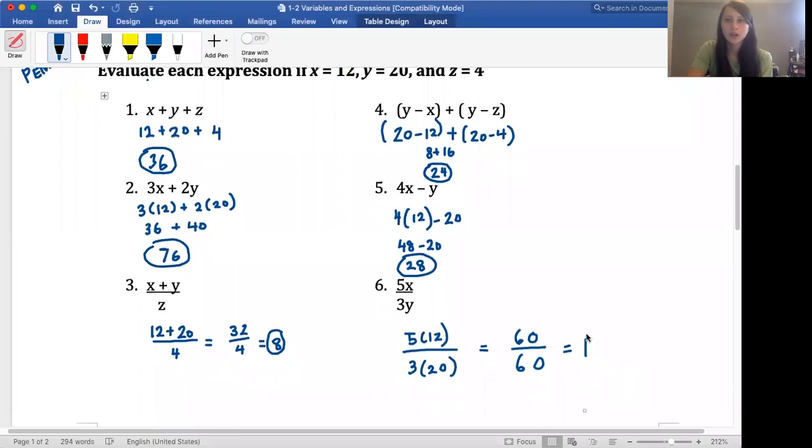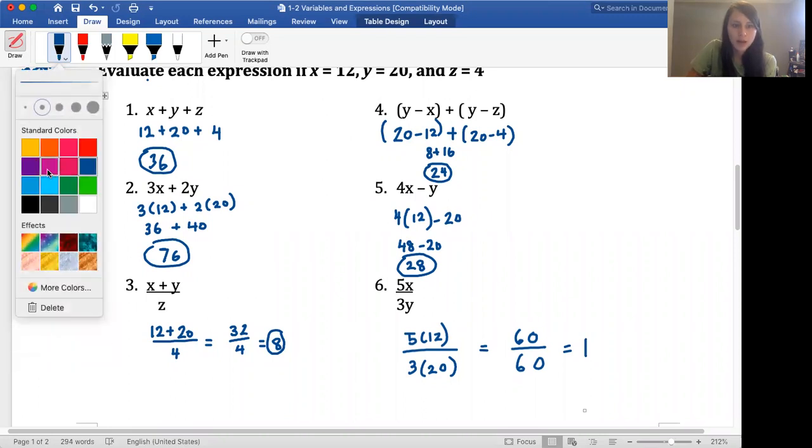So here are the problems after I've worked them all out. Notice I circled the answer. I would really like for you guys on your homework to circle your answers as well and show all your work. Remember, that's the only way you get full credit is if you show all your work. So number 1, we have 30. Number 2, we have 76. Number 3 is 8. Number 4 is 24. Number 5 is 28. And number 6 is 1.